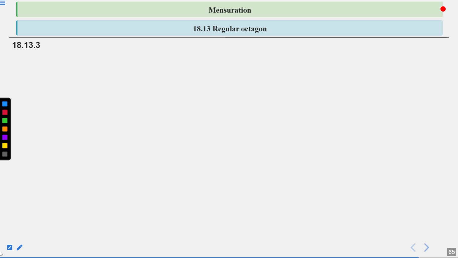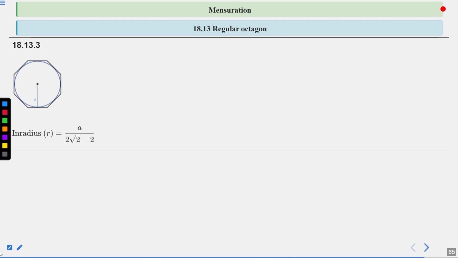In regular octagon 18.13.3. So this is the diagram where we draw a circle inside the octagon. So the inradius of the regular octagon is a upon 2 root 2 minus 2. We can take 2 common, so we can write it a upon 2 in the bracket root 2 minus 1. This is the inradius of the regular octagon.